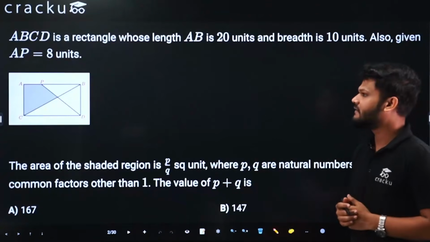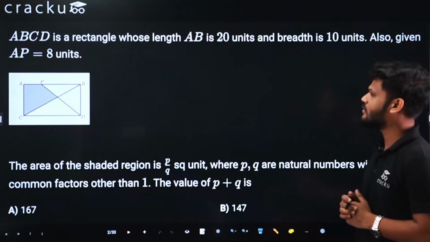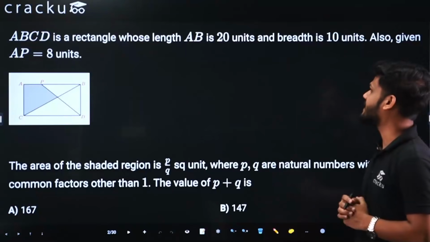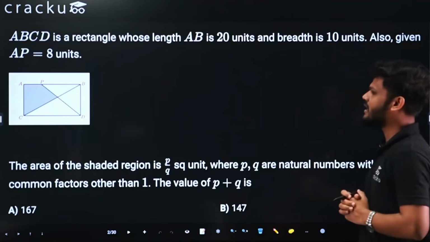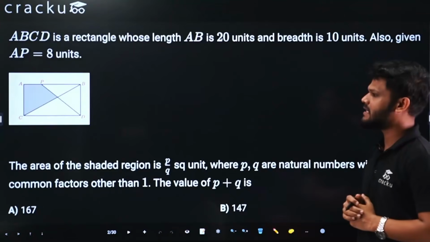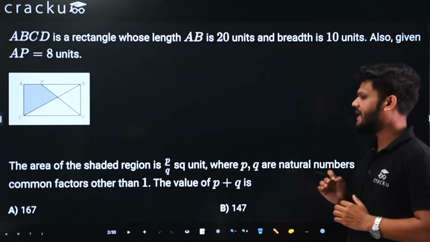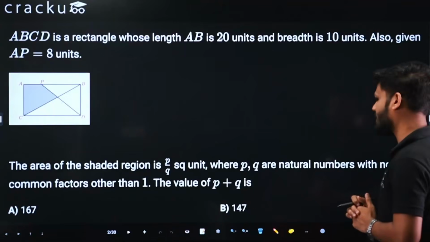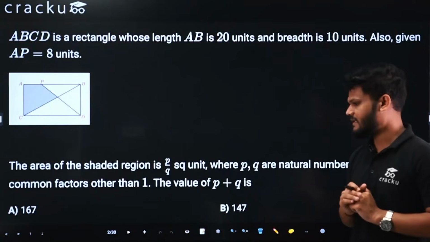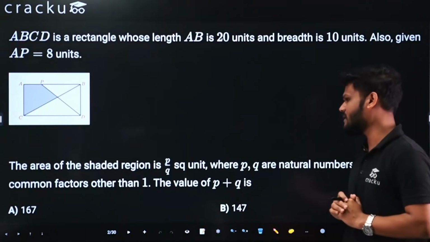In this question we are given ABCD is a rectangle whose length AB is 20 centimeter or 20 units and breadth is 10 units. Also, it is given AP is equal to 8 units. The area of the shaded region is P by Q square unit, where P and Q are natural numbers with no common factors other than 1. The value of P plus Q is what?